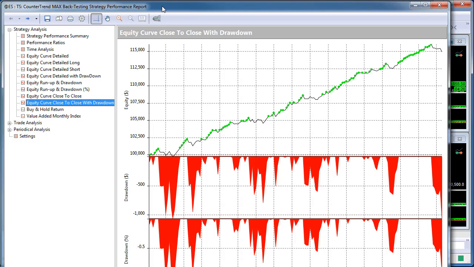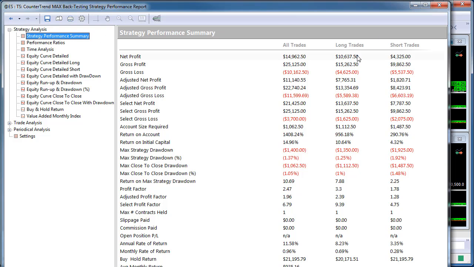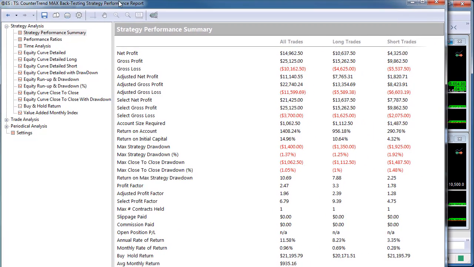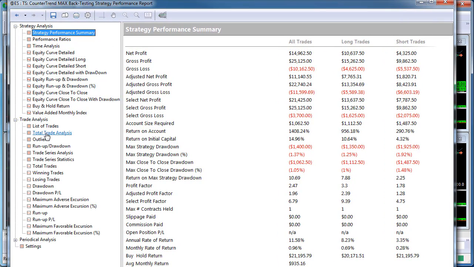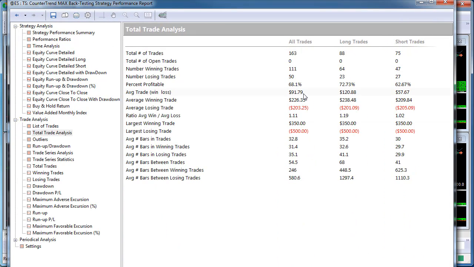CounterTrend Max goes long and short, so that's a benefit as well. And you see there is more profit on the long side than the short side, which makes sense since the trend has been up. And this is CounterTrend Max E-mini S&P. $91.79 average trade profit, really nice.